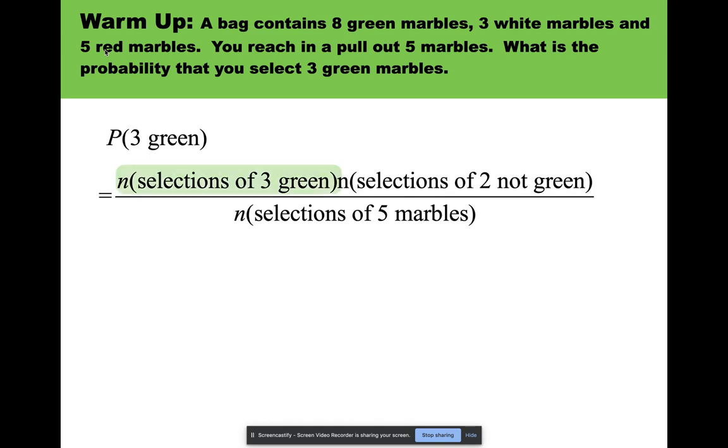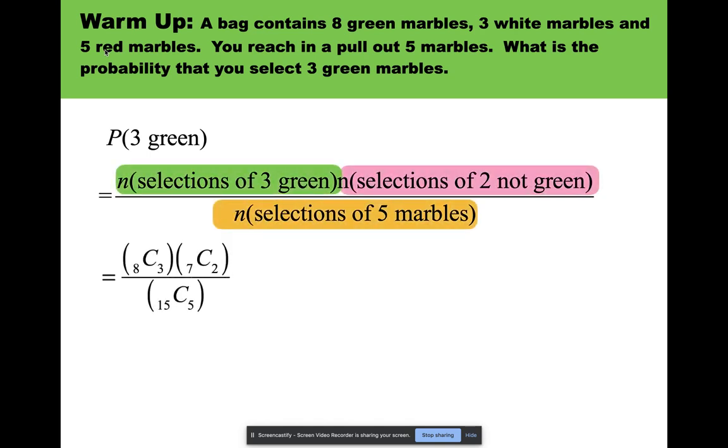Okay. I'm going to color code this a little bit just to connect it to the next line. So the number of outcomes that have 3 green marbles would equal 8 choose 3. The number of outcomes that have 2 green marbles, or sorry, 2 not green marbles, again, just looking at the not green marbles, would be 7 choose 2. And the number of total outcomes for just picking any 5 marbles will be 15 choose 5.